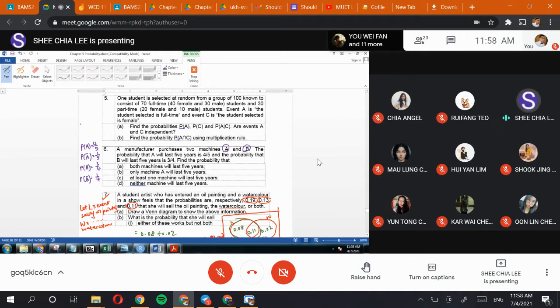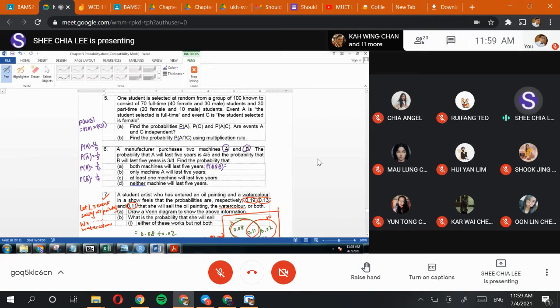Okay, so just now we said if independent, A intersect B will be probability A times probability B, right? Probability A intersect B is probability A and B, so A and B is probability A times probability B. So if we said both machines will last 5 years, machine A will last 5 years, machine B also will last 5 years, this one will be probability A times probability B. Okay, all right, we work it out.